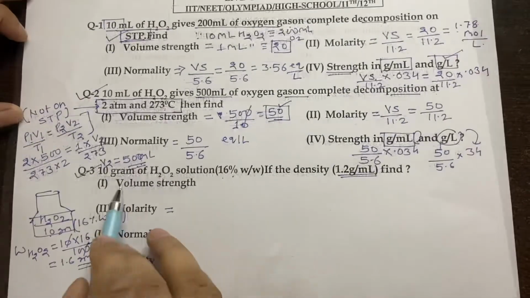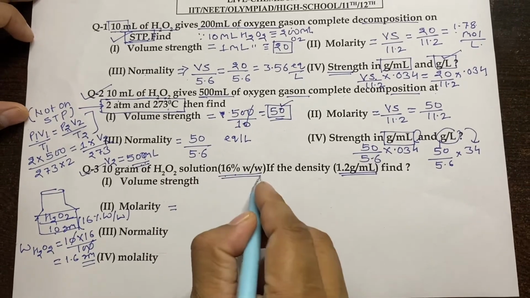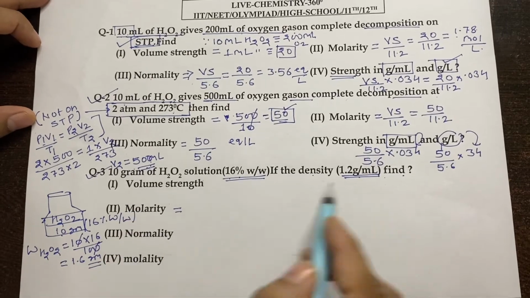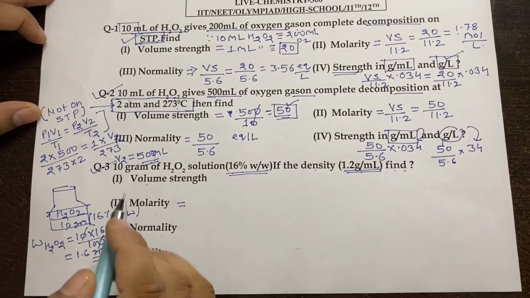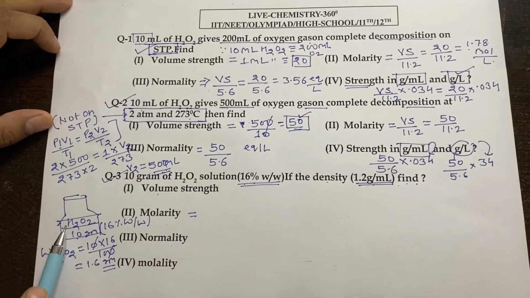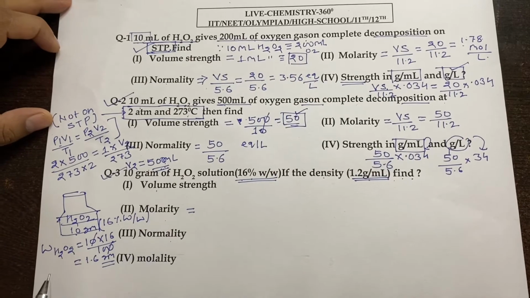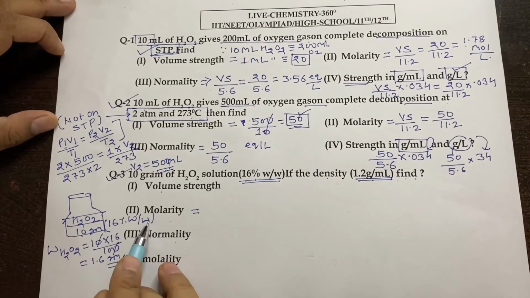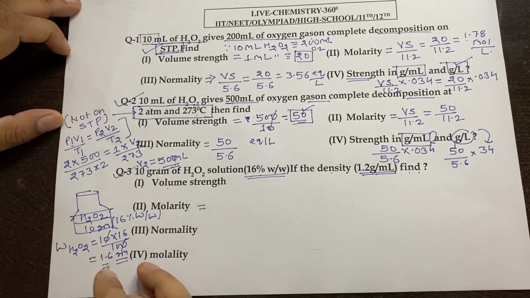You can take one more example. A 10 gram H2O2 solution, 16% W by W, of density 1.2 gram per ml is given, and it is required to find volume strength, molarity, normality and molality. So this is an H2O2 solution of 10 gram and it is labeled as 16% W by W. So first we can find the mass of H2O2, which is 16% W by W. So 10 into 16 by 100 gives 1.6 gram.